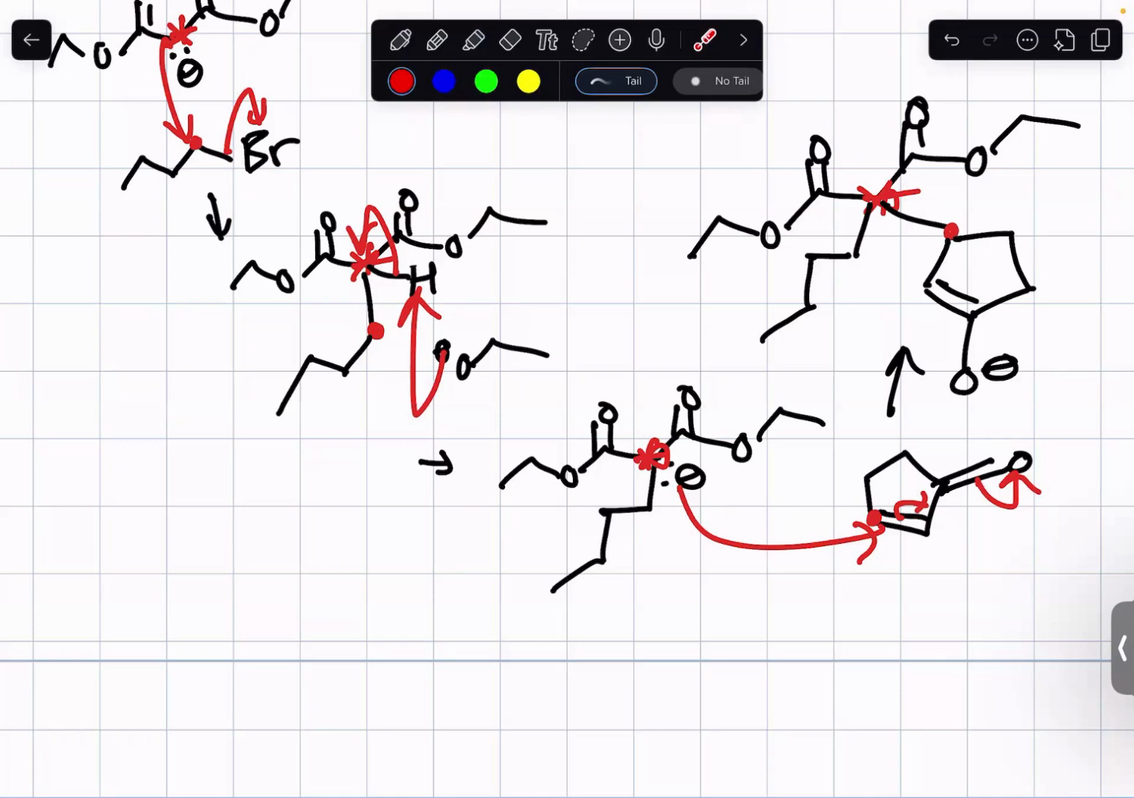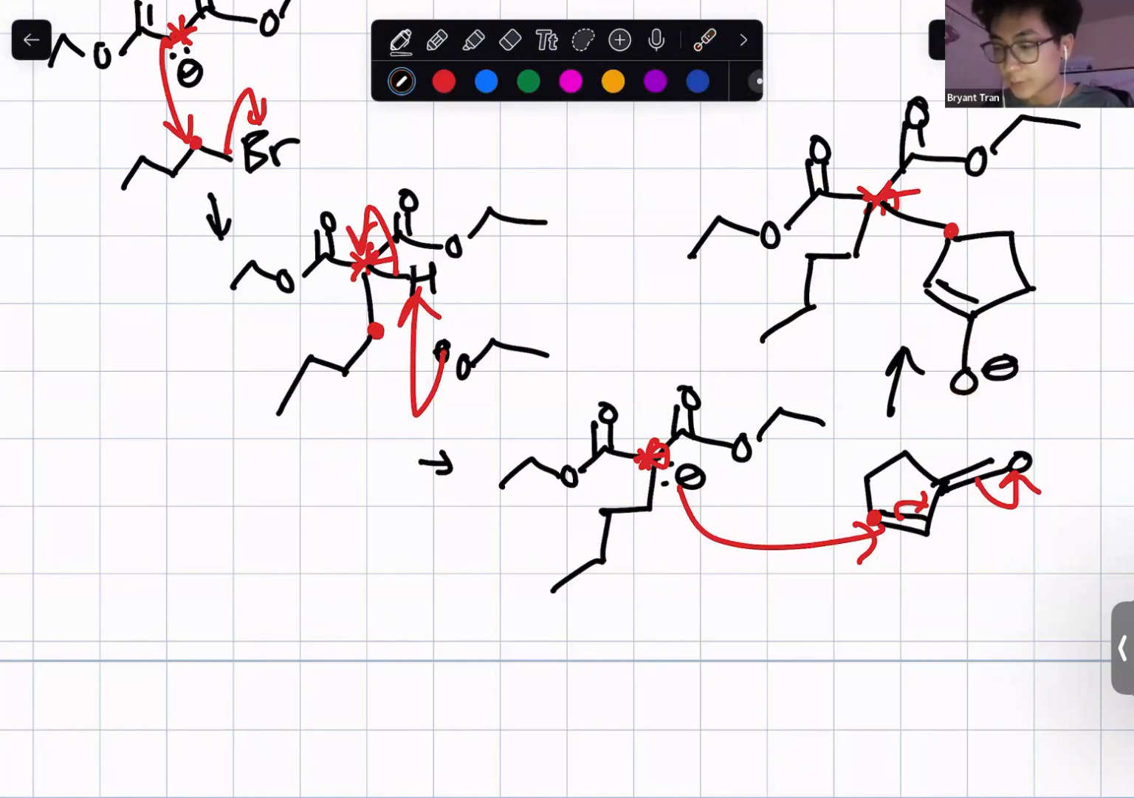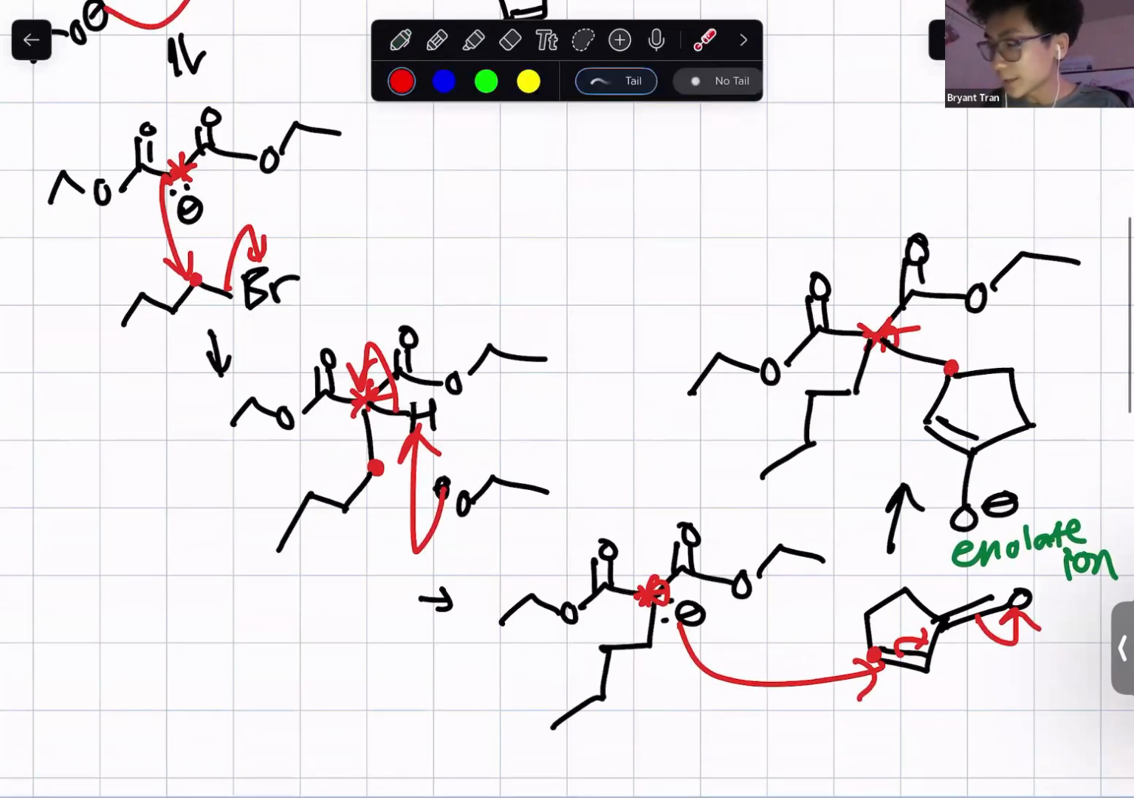Enol, or enolate? Yes, enolate. An enol would be a neutral alkene with a neutral alcohol. An enolate is a deprotonated enol, when you have an O minus. So this is an enolate ion. Now let's bring in the last step.